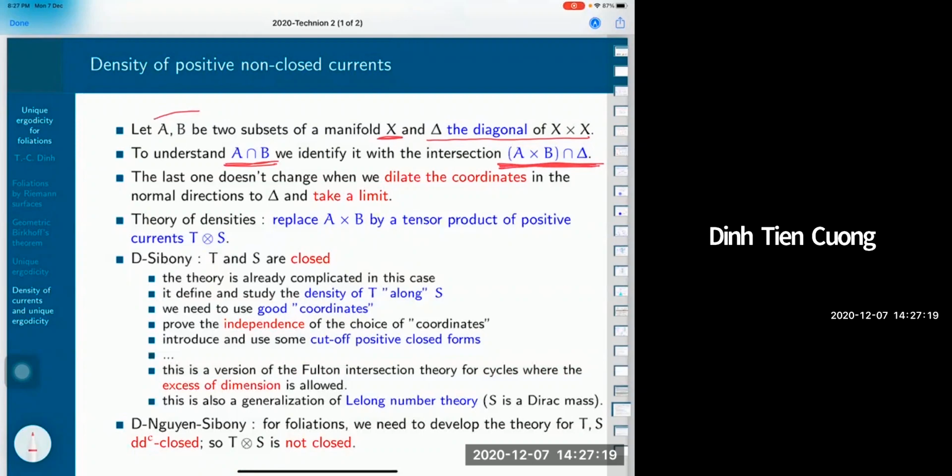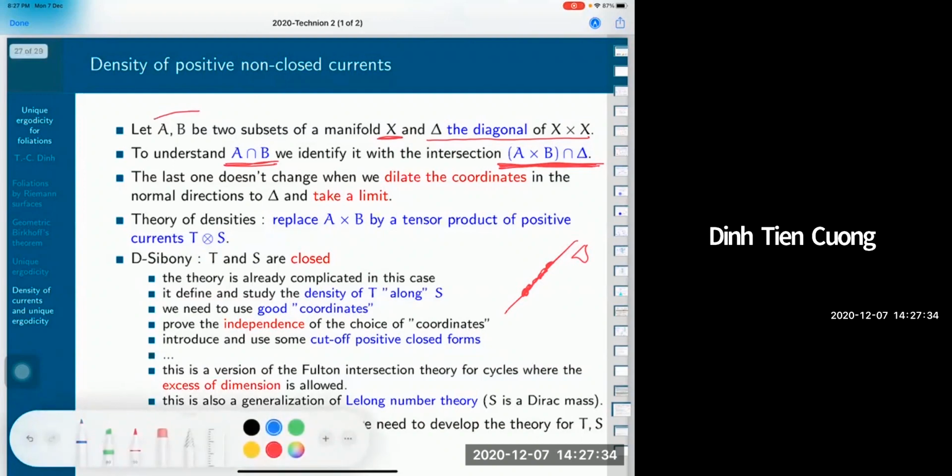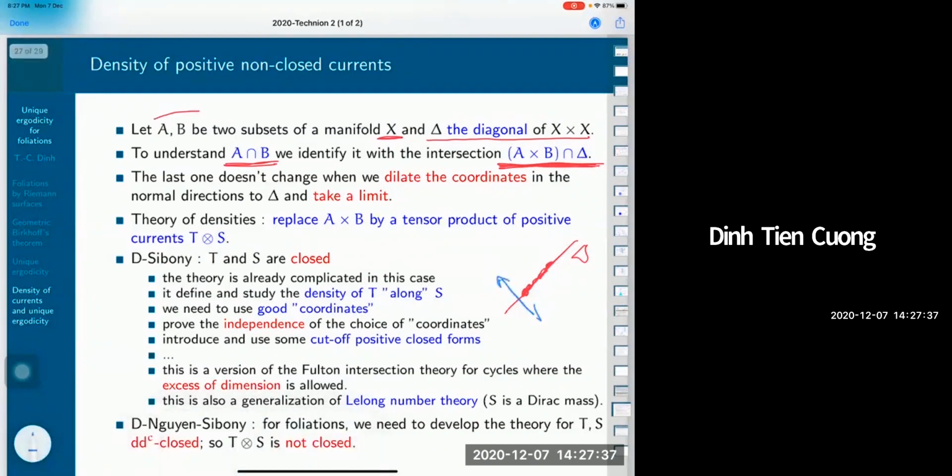We can see that, but the point is that when you have the diagonal and you have some intersection between A times B with delta, to see this set, you can do the following. You can dilate the coordinate in the normal direction. You can consider some dilation. This doesn't change the intersection, but however, you can see the intersection better and better. So this is the way that you see the intersection of A and B with delta.